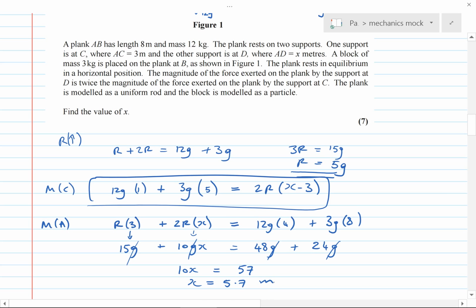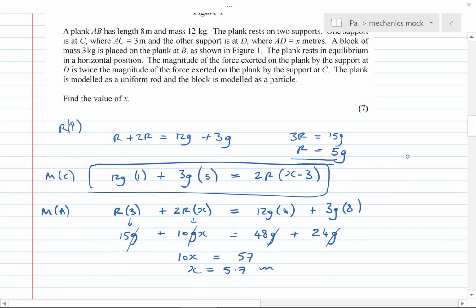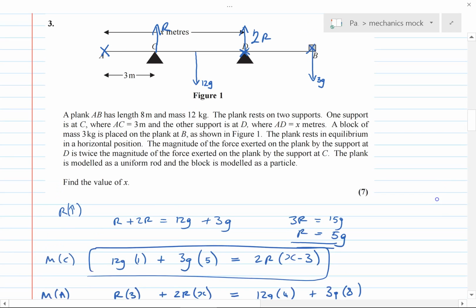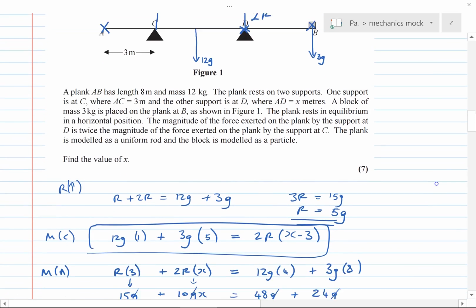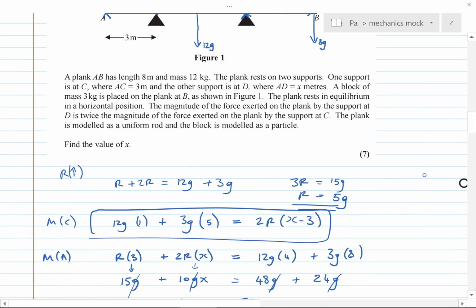The reason why I chose moments about A, it doesn't really matter, is that the equation looked nice without any kind of bracketed bits like this. It'll also come out from moments about D, or even moments about B would work fine as well. Any one of those would be appropriate. Okay, let's go on to question 4.